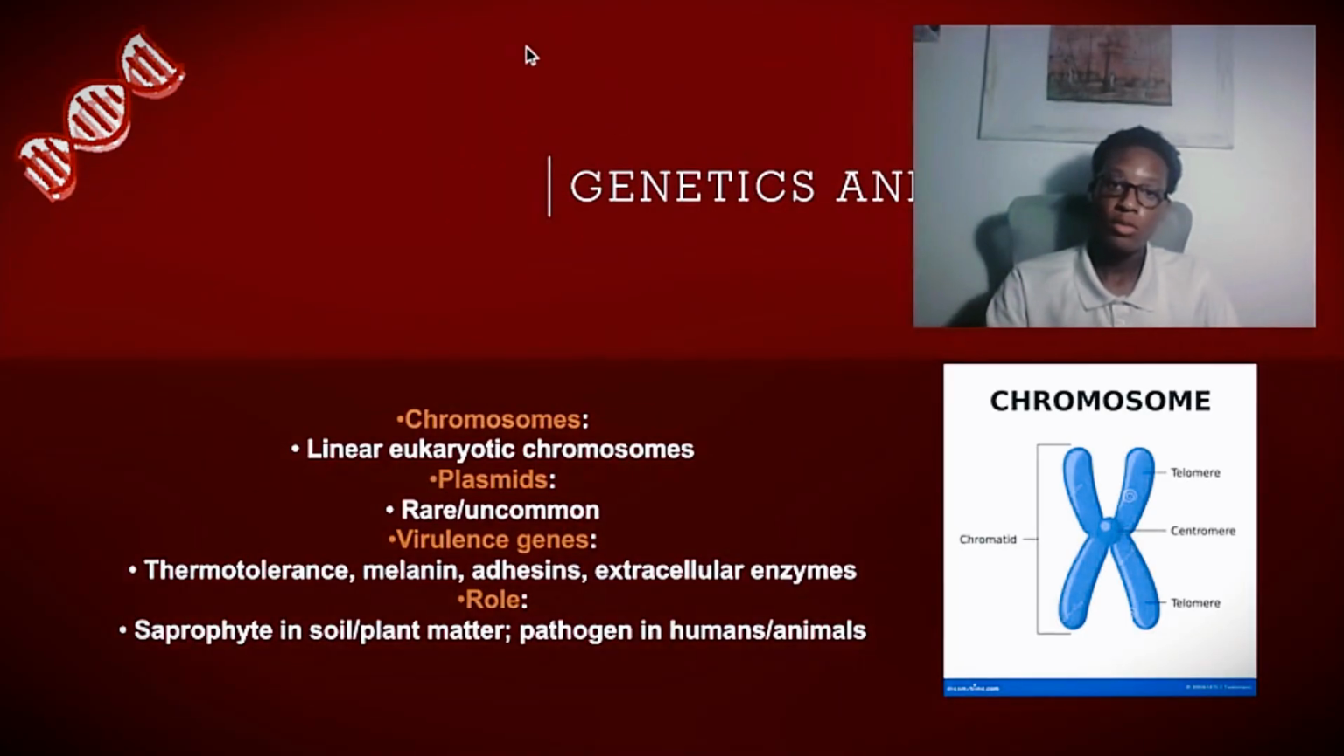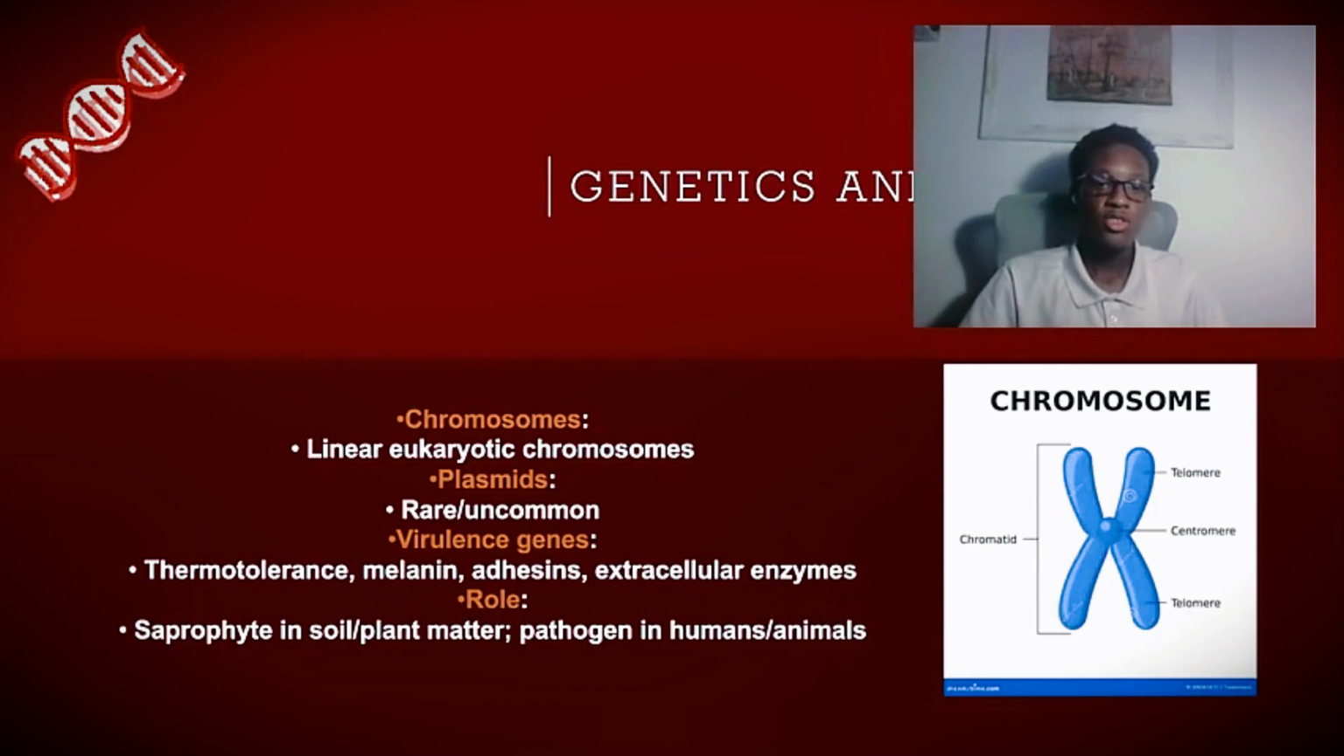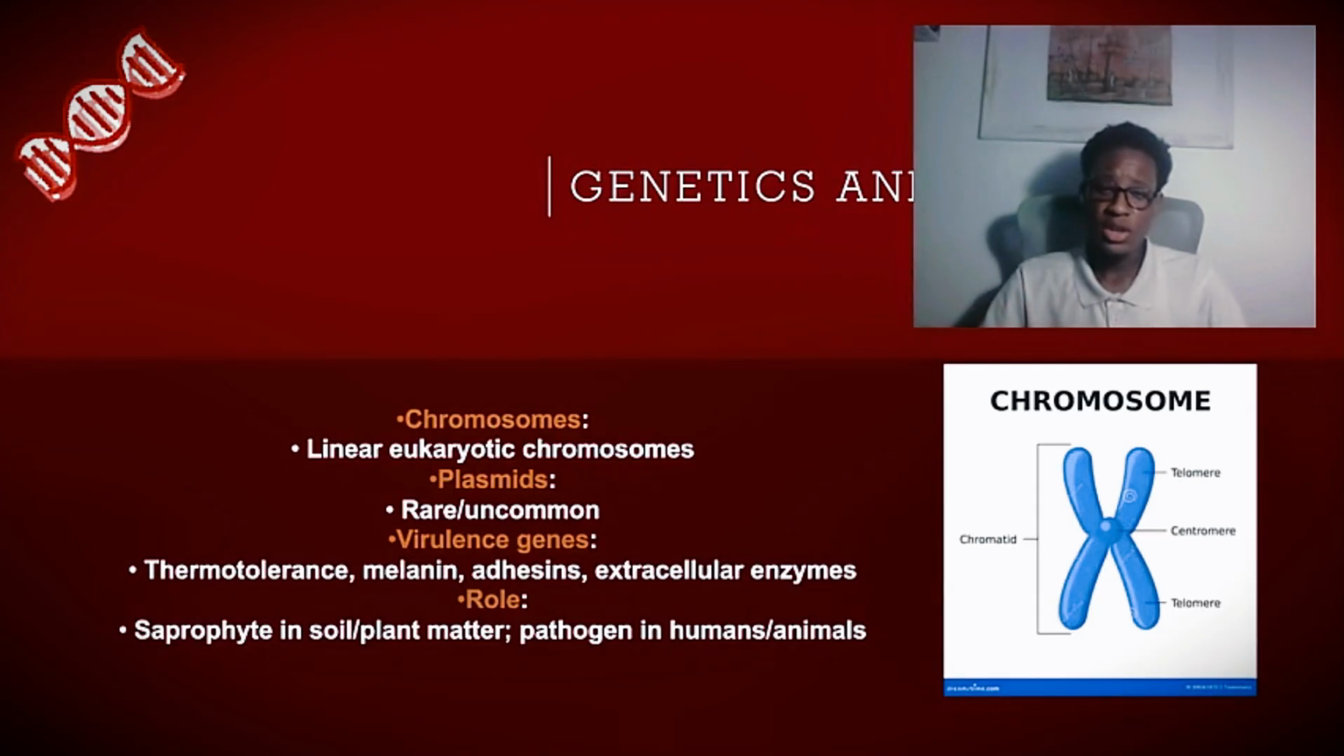Genetics and role. Its DNA is in long, straight chromosomes. It doesn't use plasmids much. It has special genes that help it survive heat, stick to tissues, and fight off medicine. In nature, it helps break down dead plants. In people, it can cause infections.